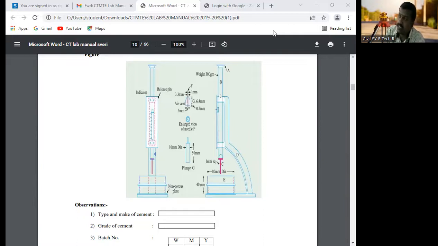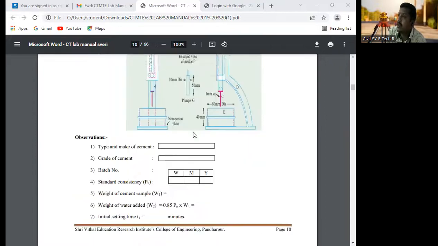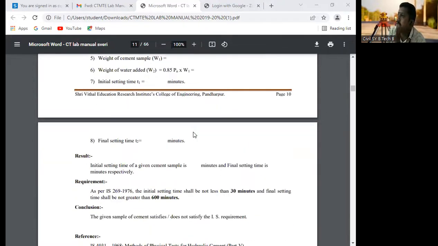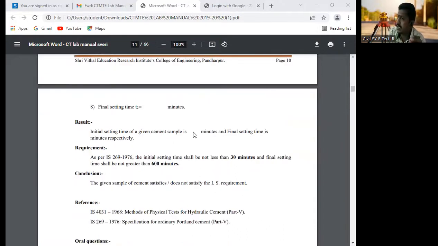म्हणजे 10 तासाच्या आत ती कम्प्लीट हार्ड व्हायलाच पाहिजे आणि पहिल्या 30 मिनिटामध्ये ती हार्ड म्हणजे त्याचं जी इनिशियल सेटिंग टाइम असणार आहे ती झालं नाही पाहिजे. ठीक आहे. So the initial setting time of the cement should not be less than 30 minutes and final setting time should not be more than 10 hours. ठीक आहे. The rest procedure is same as that of your consistency test. ओके. त्याची जी रिक्वायरमेंट आहे, the initial setting time should not be less than 30 minutes and final setting time it should not be greater than 600 minutes.